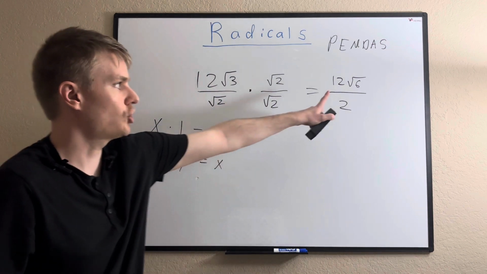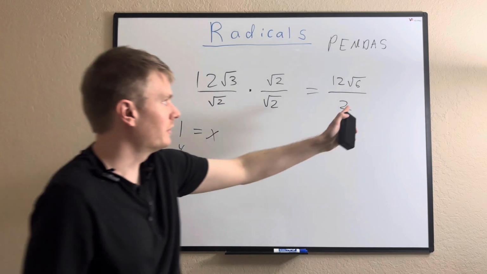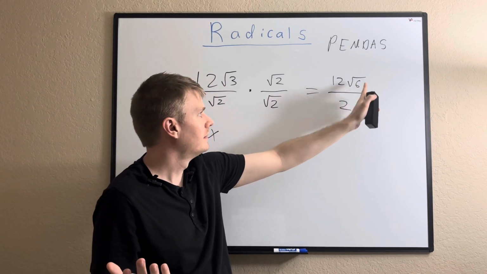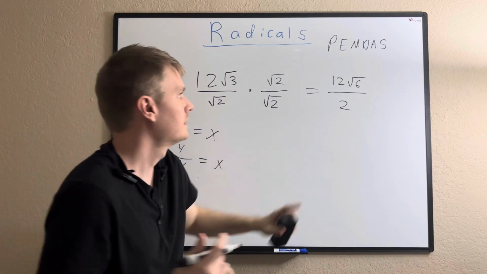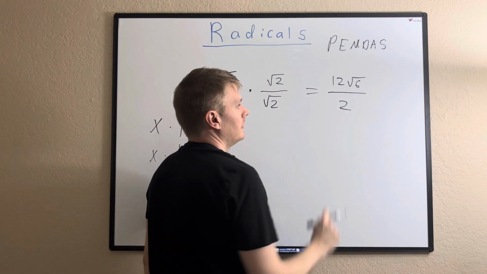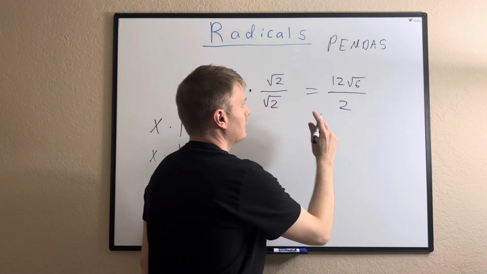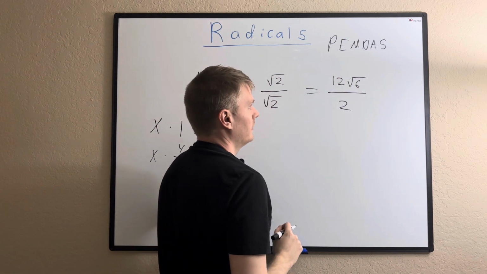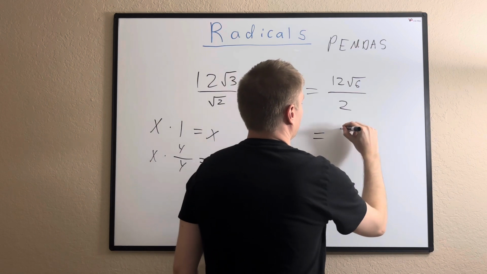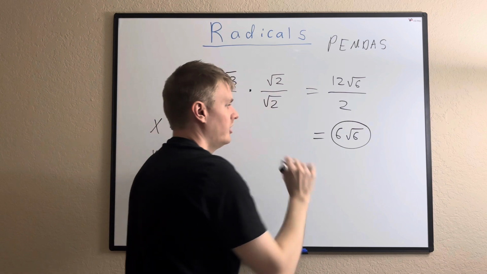Now, are we done? Not quite. Well, what am I talking about? Radical 6, there's nothing we can do about that. That's simplified, right? Yes, but this number can still be divided by that number now. And we have an actual, what we call a division problem here. 12 divided by 2 is 6. And there's your final answer.